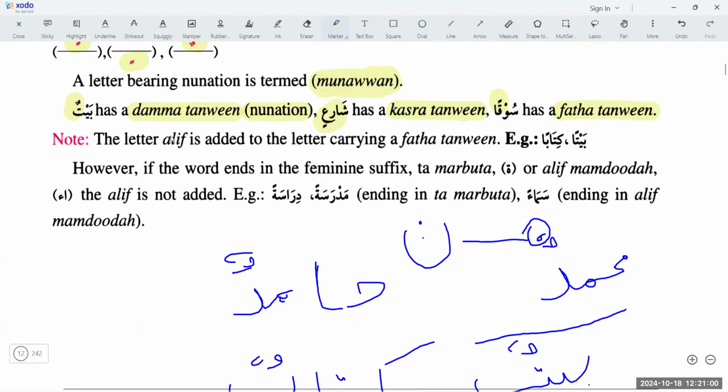Okay. We move to the lesson. Note that the letter alif is added to the letter carrying a fatha tanween. If there is a fatha tanween, then we add an extra alif.